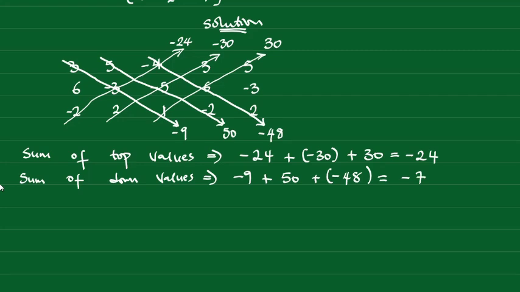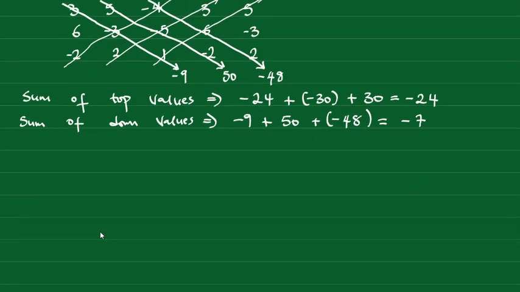Now lastly, what we're going to do is subtract what we have from the top from what we have from the bottom. That is, we subtract minus 7 minus bracket open minus 24. Now this is equal to minus 7 minus bracket open minus 24, which ends up giving us plus 24. Now we have minus 7 plus 24, which ends up giving us 17, which is our determinant for this matrix.